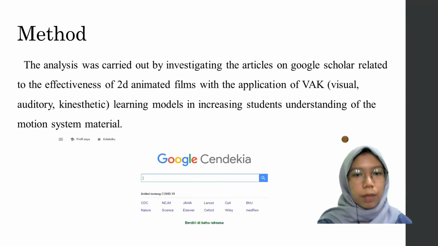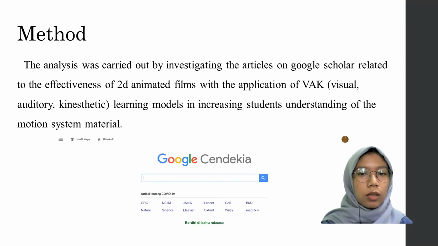The next is method. The analysis work was carried out by investigating the articles on Google Scholar related to the effectiveness of 2D animated film with the application of VAK or Visual, Auditory, and Kinesthetic Learning Model in increasing student understanding of the motion system material.